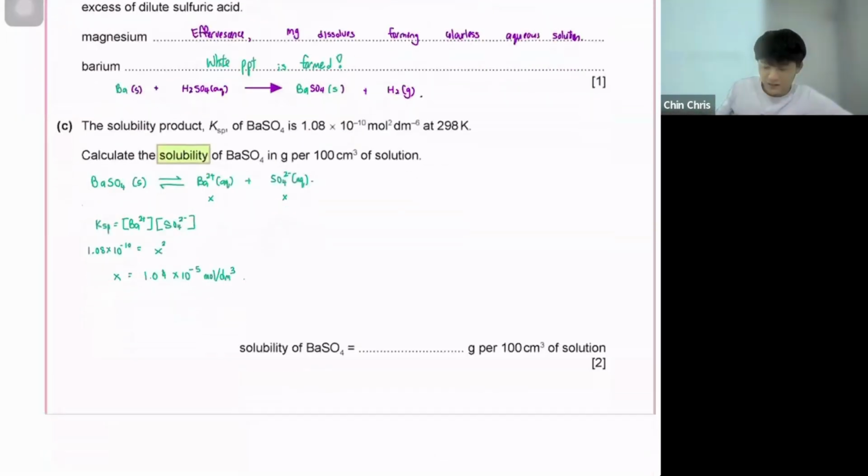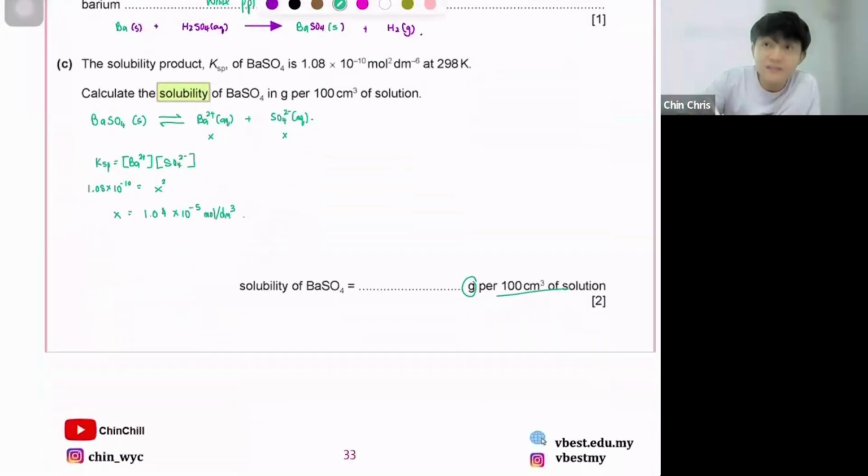Alright guys, not done. The funny thing is it's 1 gram, not even per dm cube, it's per 100 cm cube. So this is a bit annoying. Now do your unit conversion. This is not chemistry related. Who got the answer already? How much? 4.45 times 10 to the power of negative 7.